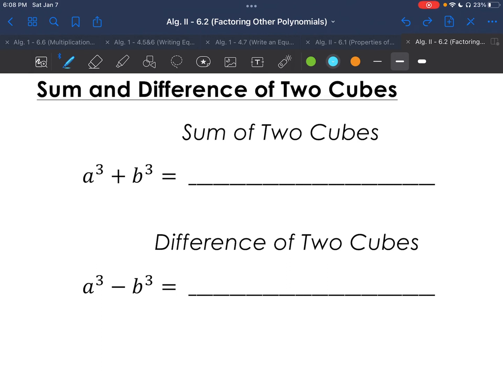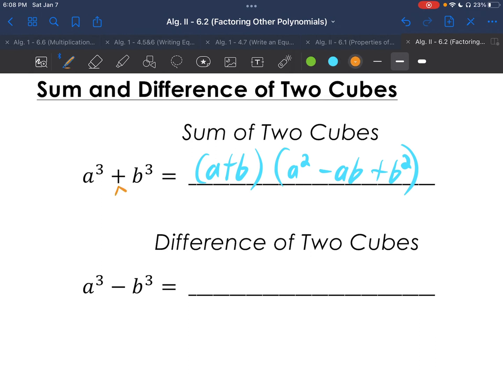Our shortcut for this is going to be two different parentheses. One's going to be a binomial with 2 terms, and the other one's going to be a trinomial, so 3 terms. The binomial is a plus b, whatever the actual numbers being cubed are, added together. Then our other one is going to be the first number squared, a squared, minus the two numbers times each other, ab, plus the second one squared.